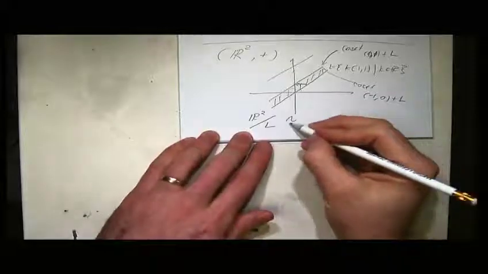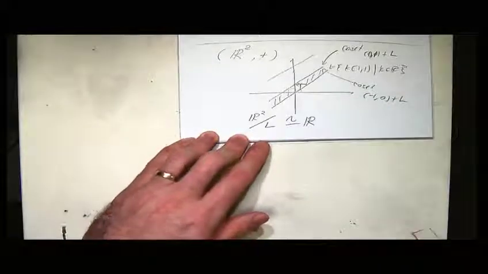R2 is the big group of all the vectors and how they add to each other, right? But if I have a single line and I focus my attention on the line and what it does, well, the line has the same structure as R1, because I can move it up and down, right? So that's isomorphic to just R.